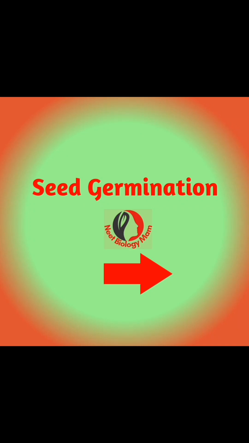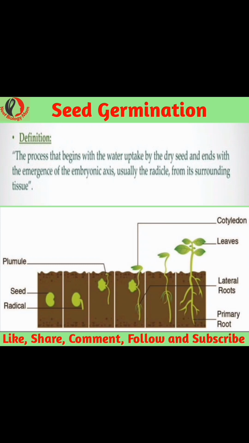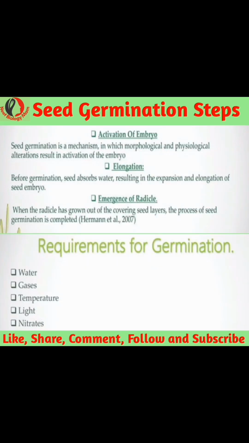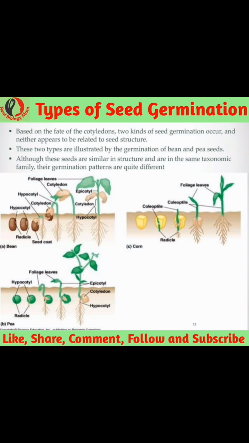Germination is the process by which a plant grows from a seed into a seedling. Seeds remain dormant until conditions are favorable for germination. All seeds need water, oxygen, and optimal temperature to germinate. When a seed is exposed to the proper conditions, water and oxygen are taken in through the seed coat.